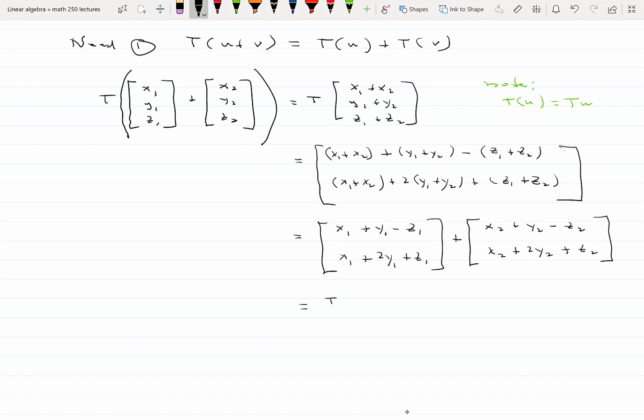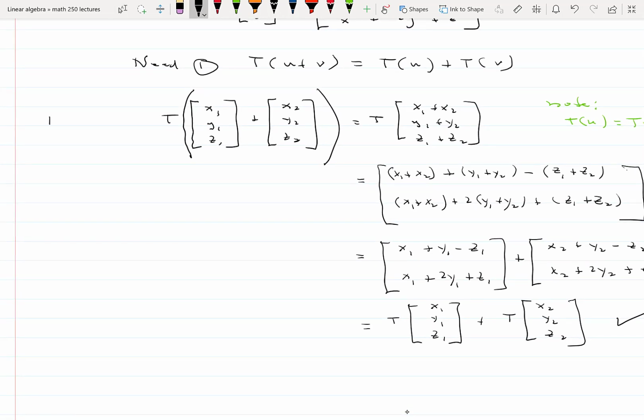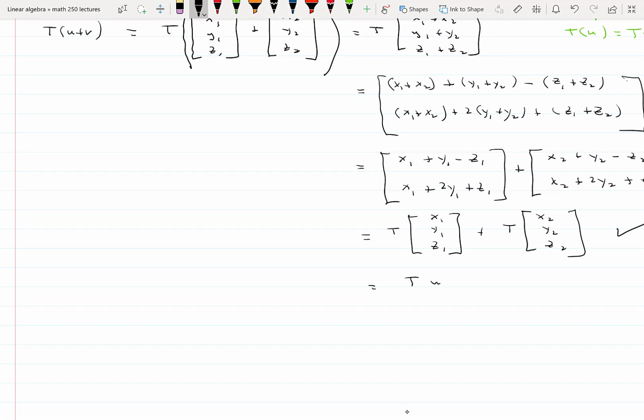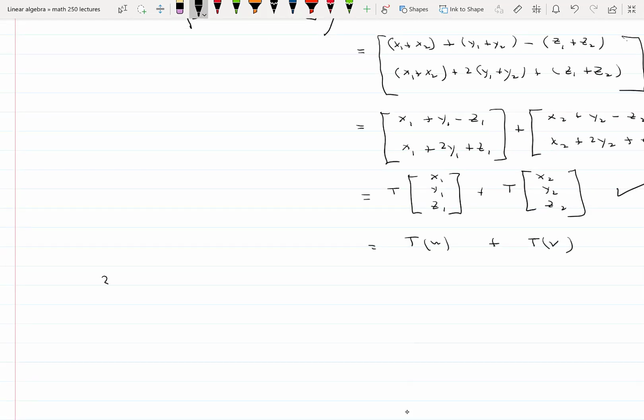Well, this is T of x1, y1, z1 plus T of x2, y2, z2. Check. That we have one holding. This is T of u plus v equals T of u plus T of v. If you're in any doubt, we start with T of u plus v, and this is T of u plus T of v, with or without parentheses, okay? So far it's looking like a linear transformation, but a linear transformation has two parts.